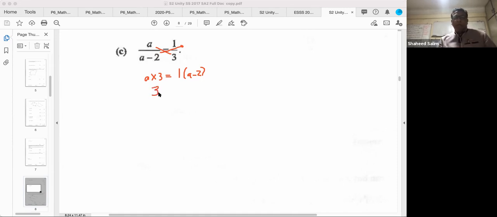So this one becomes 3A. Then you times 1 times A, 1 times 2, minus 2. Bring over 3A minus A equals minus 2. 2A equals to minus 2. And then 2A equals to minus 2. A equals to minus 1.